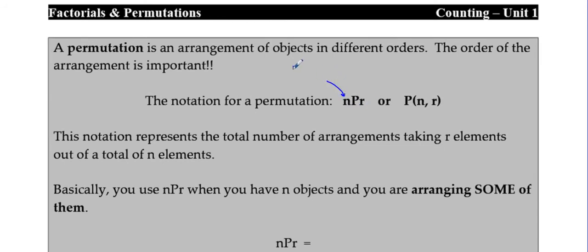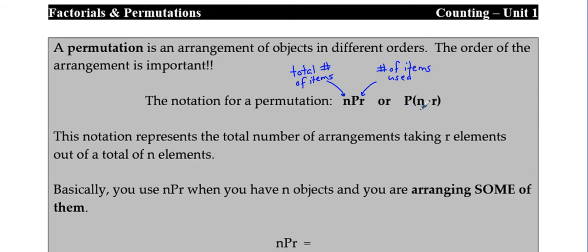The n stands for the total number of items. The P is used because it's a permutation, and the r is the number of items arranged. Now technically, if we were looking at the example before and we had 5 people and we were arranging all 5 of them, you could use 5P5, but you could also just use 5 factorial. If you had 5 people, but you were only arranging 3 of them in a lineup, that's when you would use 5P3.